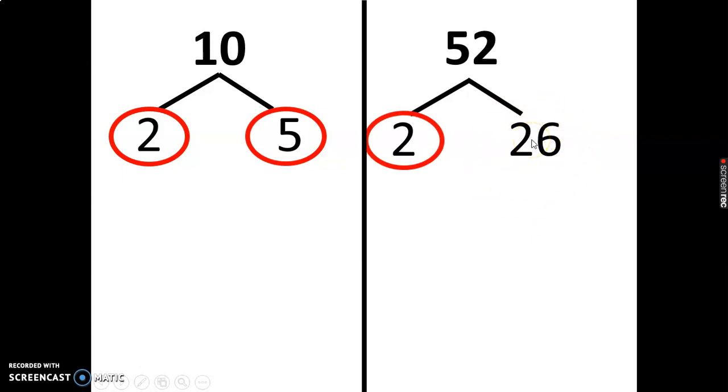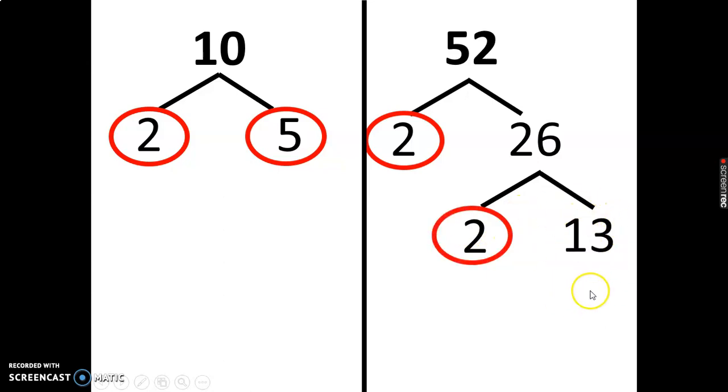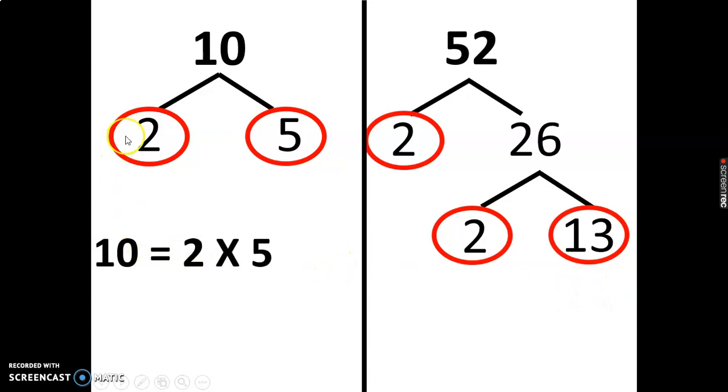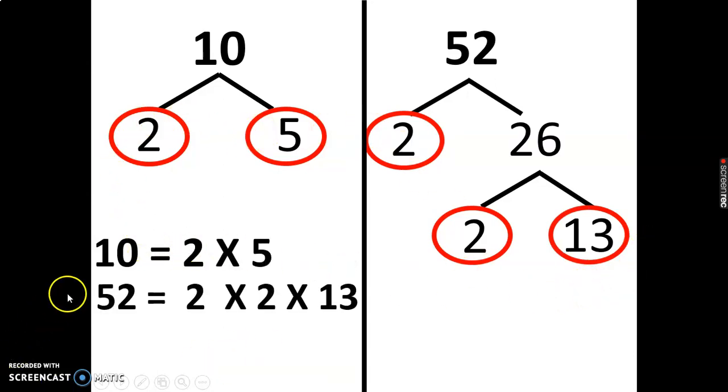What numbers can you multiply to get 26? Very good, 2 times 13. 13 is already a prime number, so we already got the answer. We have 10 is equal to 2 times 5, and 52 is equal to 2 times 2 times 13. So the highest common factor is 2.